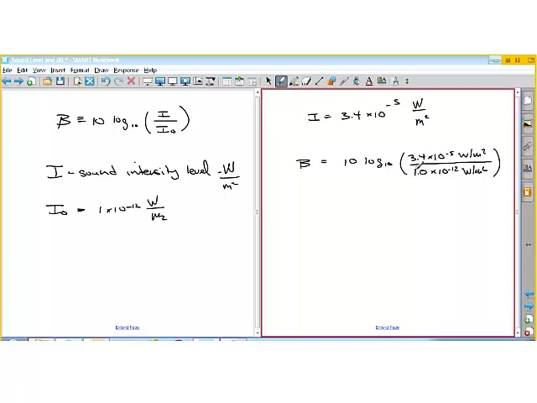watts per meter squared. And if you plug that into your calculator, you get 10 times the log, log, not ln, of 3.4 e to the minus 5 divided by 1 e to the minus 12, and you get 75.3 decibels.